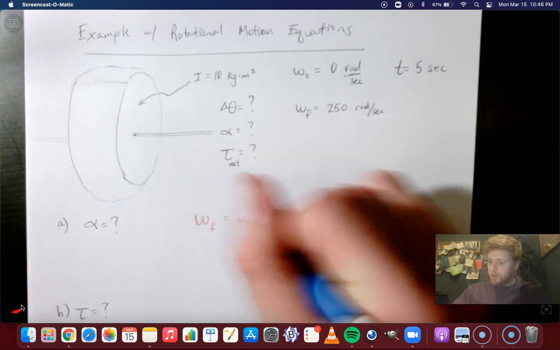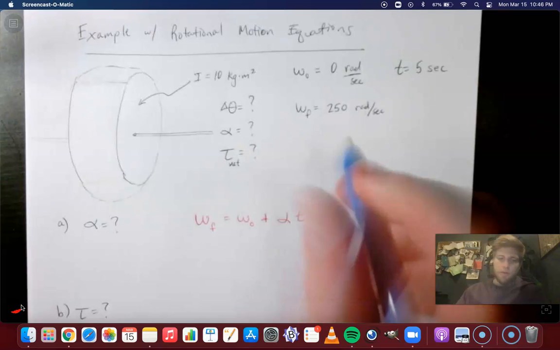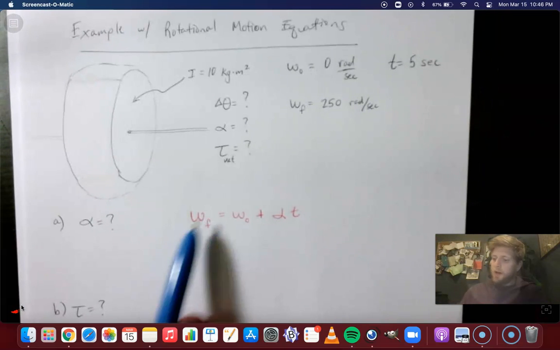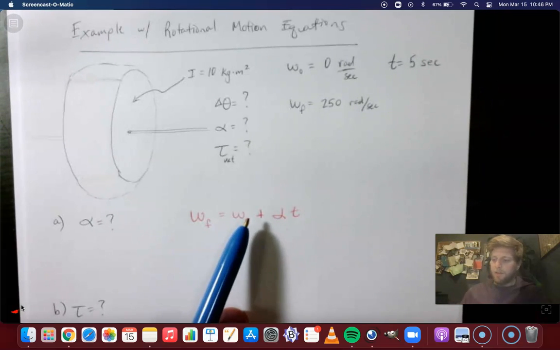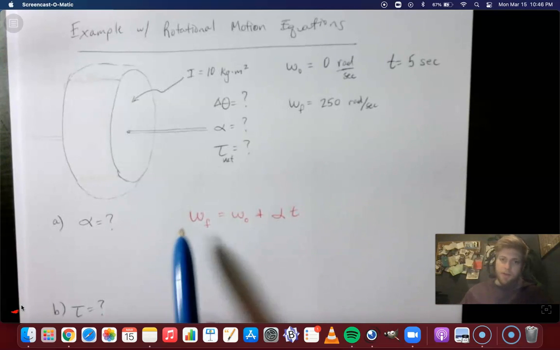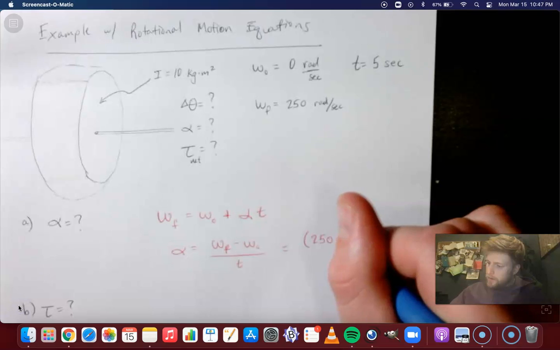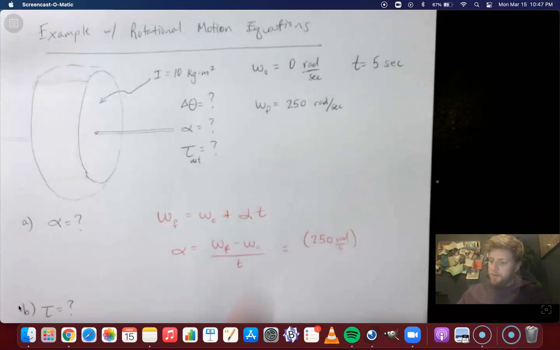We're going to use the second angular kinematics equation. So omega final equals omega initial plus alpha t, where these are the initial speeds, which we know. We already know the time. So let's do some rearranging and solve. So you can see I've done some rearranging.